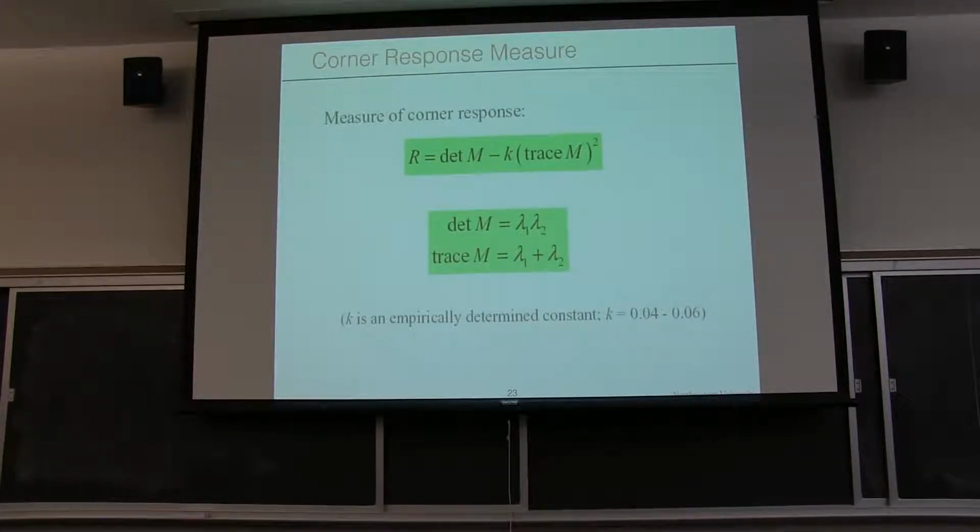Is it going to be positive or negative? Positive. And probably large, right? So it's a large positive number. Okay? Now, suppose both lambdas are small.